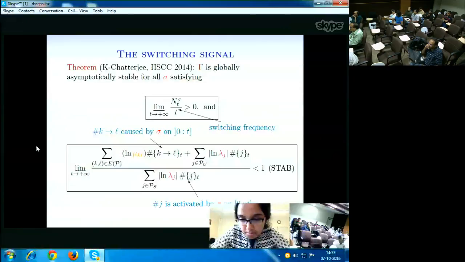Is this condition, first question, is this condition necessary as well? No, it is not. You were asking about the less than one condition? Yeah, the less than one condition. It is just sufficient. Yes. Okay, so is there a characterization of what is necessary to ensure stability as well?